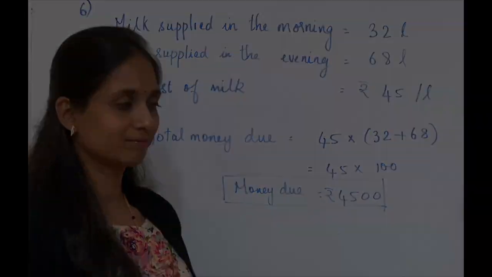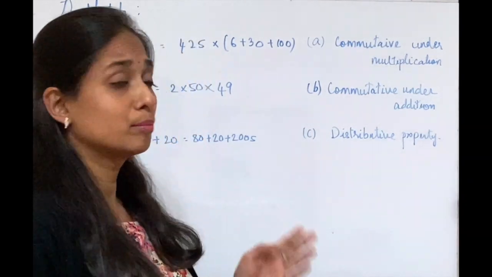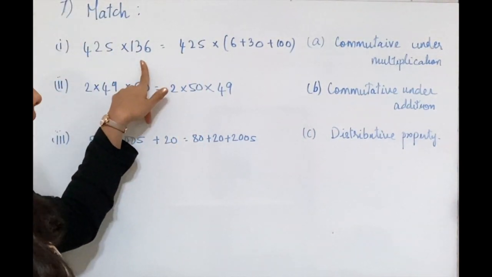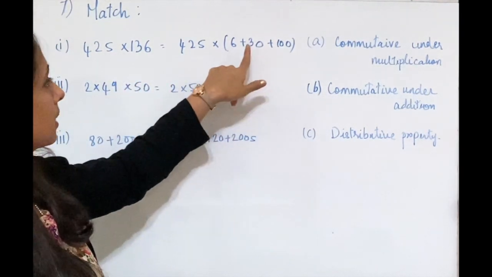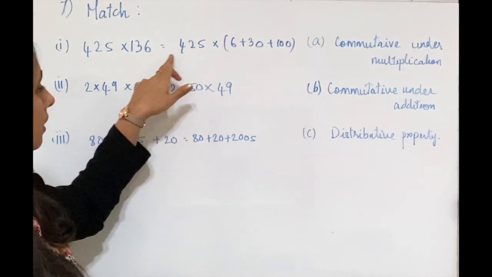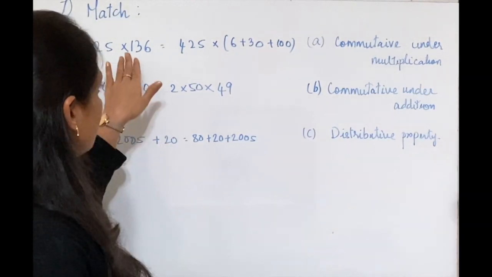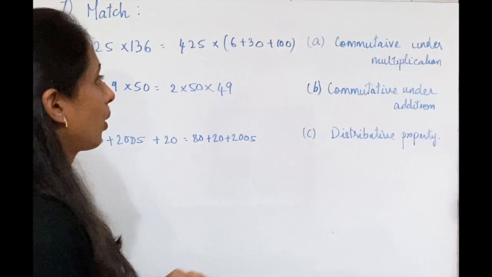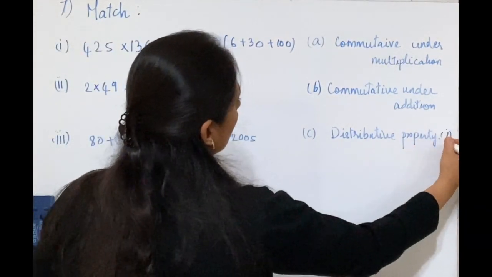The last problem of this exercise, a simple match the following. See the first one, 425 into 136. So 136 is split up as 6 plus 30 plus 100. 425 is as it is. 136 is split up like this. So what property is this? I am splitting this into this. This is distributive property. So here I will be writing 1.